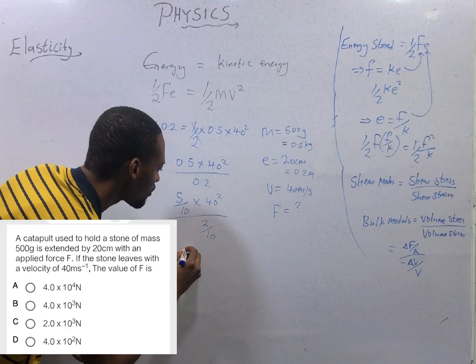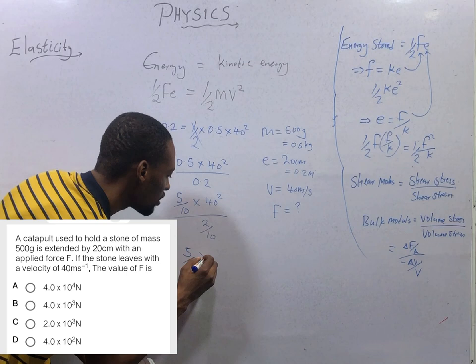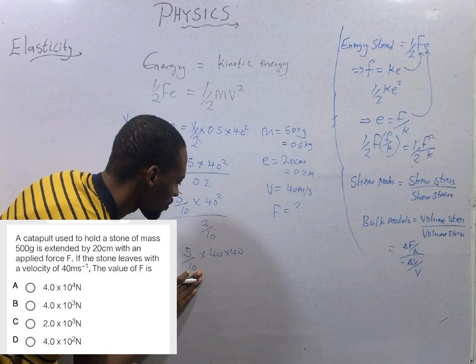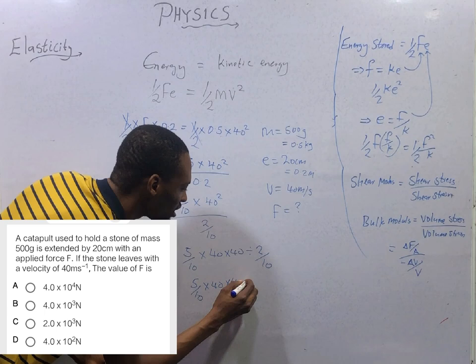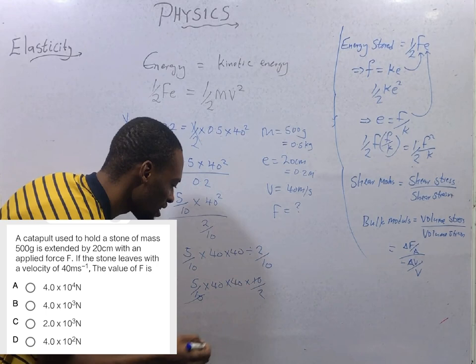40 squared is 40 times 40. So 5 over 10 times 40 times 40, divided by 2 over 10. This is the same thing as 5 over 10 times 40 times 40 times 10 over 2. So from here, 10 cancels 10. From here, 2 cancels 40, that is 20.